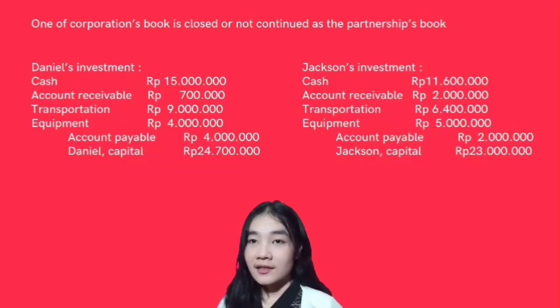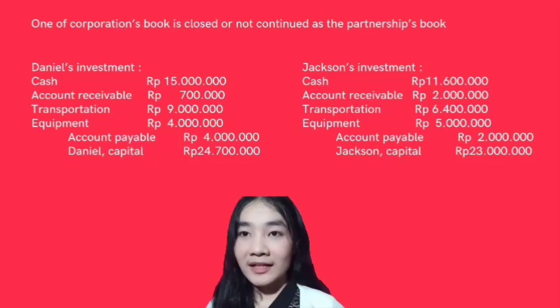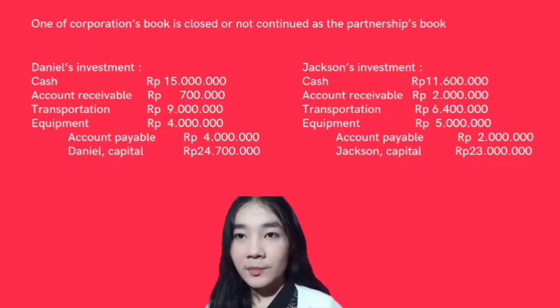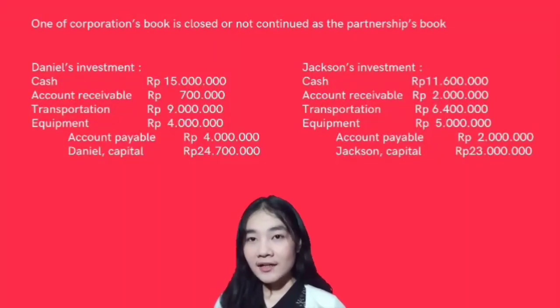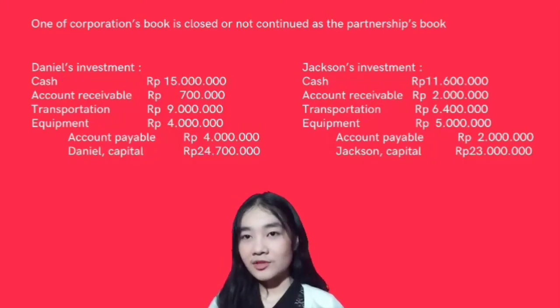Daniel's investment: in the debit column, there are cash 15 million rupees, account receivable 700,000 rupees, transportation 9 million rupees, equipment 4 million rupees. In the credit column, account payable 4 million rupees, and Daniel Capital 24,700,000 rupees. Jackson's investment: in the debit column, there are cash 11,600,000 rupees, account receivable 2 million rupees, transportation 6,400,000 rupees, equipment 5 million rupees. In the credit column, there are account payable 2 million rupees and Jackson Capital 23 million rupees.